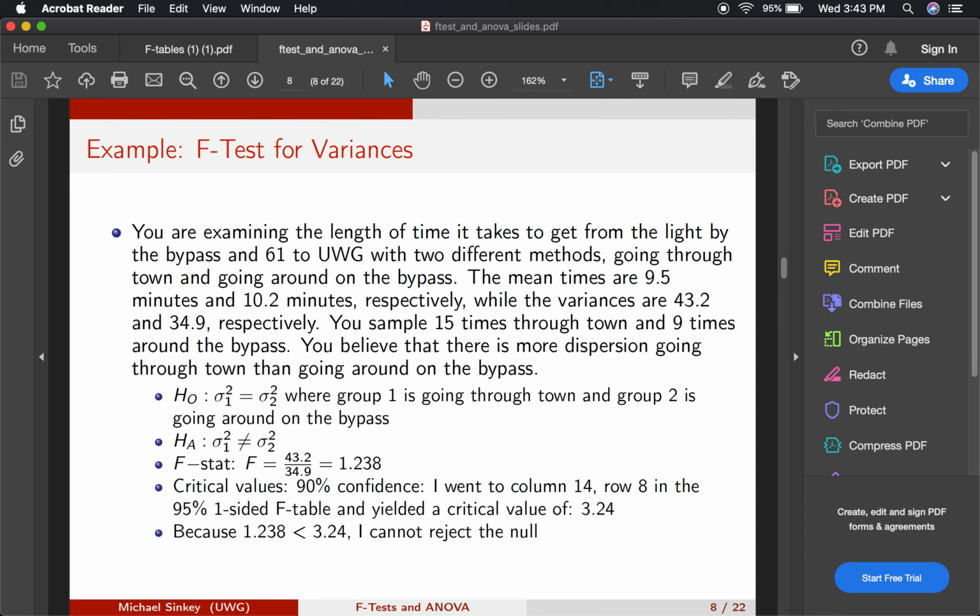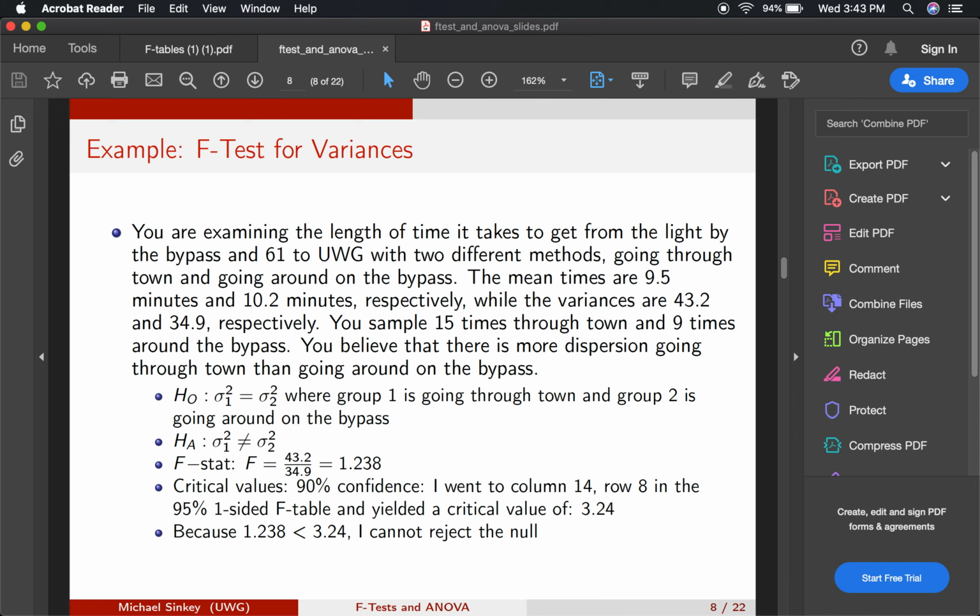Okay, sorry about that. The null is that group 1 is equal to group 2. Group 1 going through town. So you're driving past Enterprise Rent-A-Car, you're driving past Lake Carroll, Martin's Biscuit, old Kmart building, you're driving through downtown, then you're going over on 60 or 27 over to Maple Street to get to campus. That's one way to get to campus.